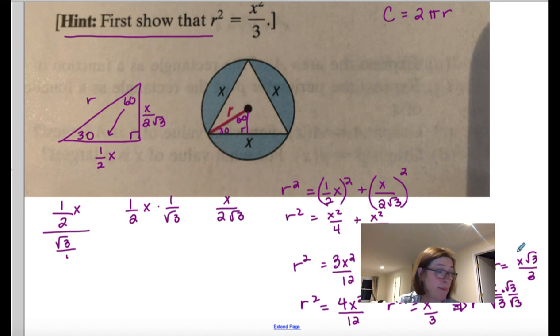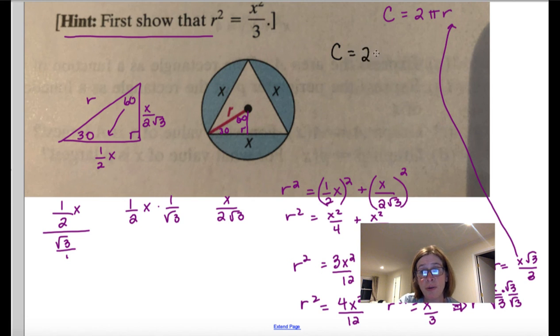Okay, so now I'm going to take my r value and plug it into the circumference formula, giving me 2 pi times x root 3 over 3. Now, could we write that a little bit better? I could probably write that as one fraction: 2 pi x root 3 all over 3. And that would be your circumference.